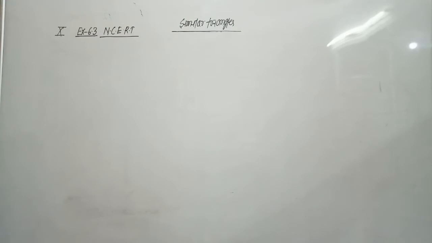Now next question, and that is question number 5. S and T are points on side PR and QR of triangle PQR.